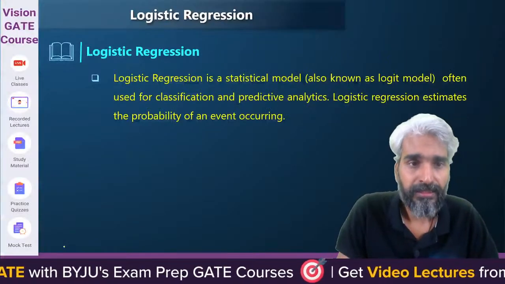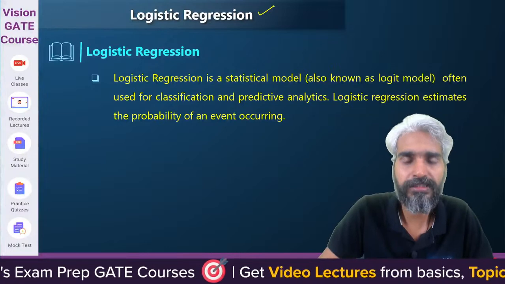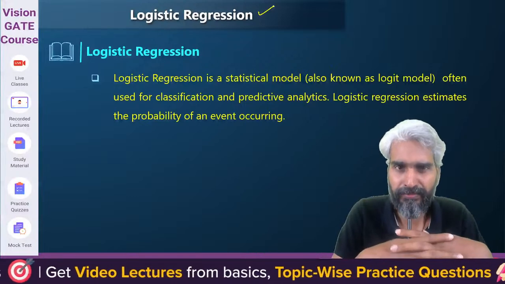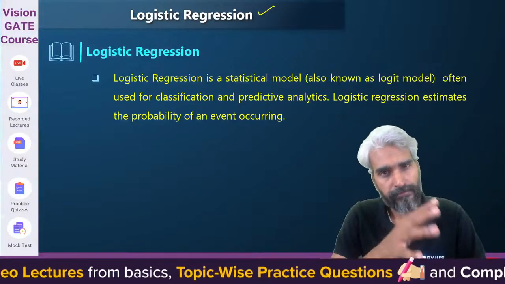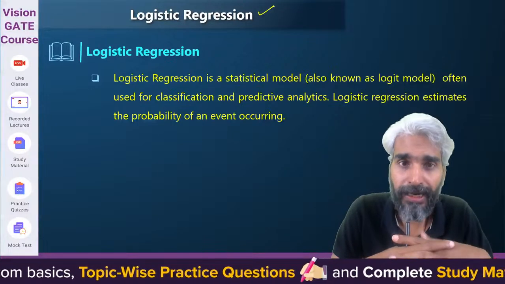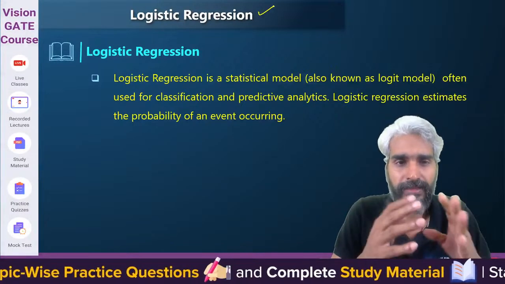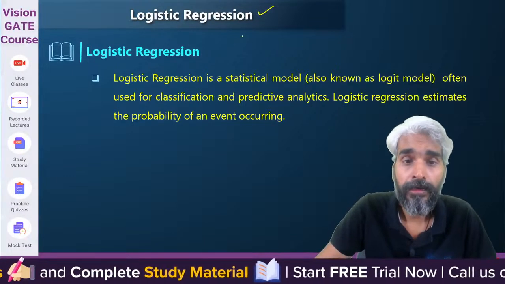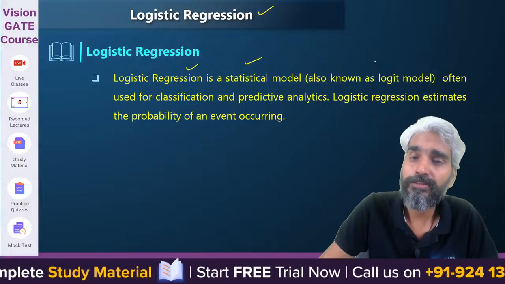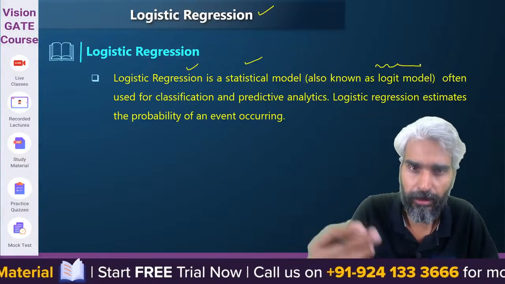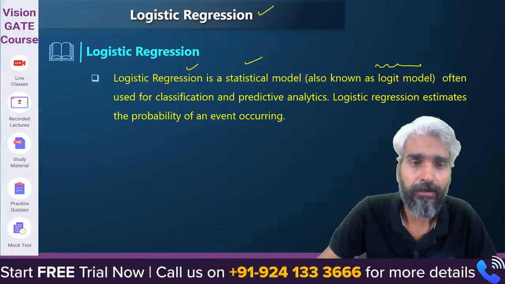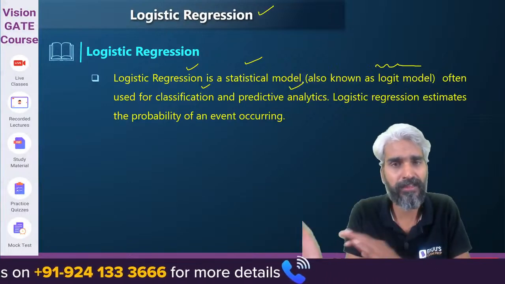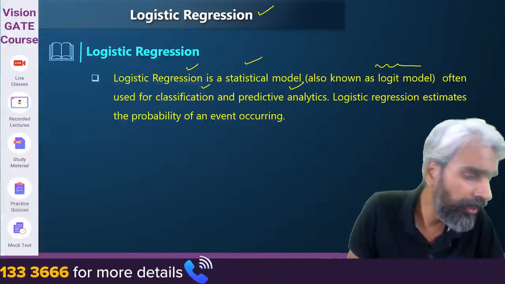Okay guys, let's start. So what is logistic regression? We have learned the concept of linear regression, whether it is simple linear regression or multilinear regression. But regression is a different concept here. The name may be regression, but it is actually a classification algorithm. Logistic regression is a statistical model which is also known as the logit model. Log is involved, therefore it is also known as the logit model, often used for classification or predictive analysis. So you want to predict whether something will happen or not happen.